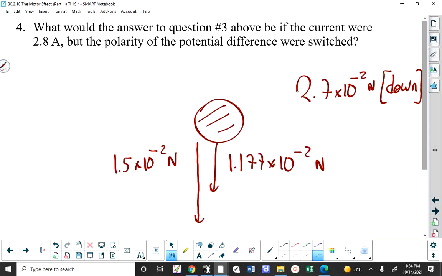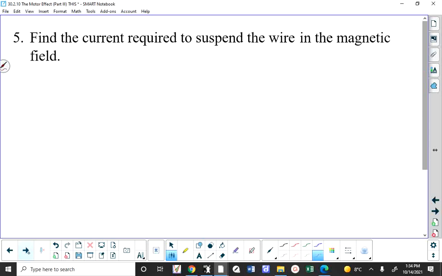It's all about force analysis. So when we look at 5, 5 says what current would be required to suspend the wire? Well, if it's suspended, that means it's motionless. That means it's experiencing no acceleration. That means the net force is zero. And if the net force is zero, that means the forces are balanced. Just because something is stationary doesn't mean there's no forces acting on it. There could be a million forces acting on it, but they all balance.